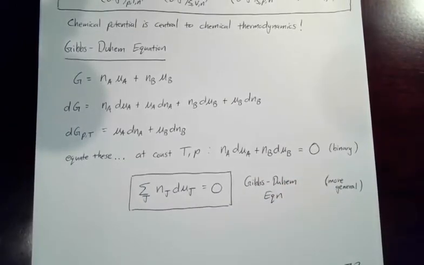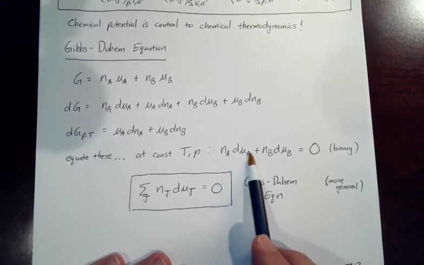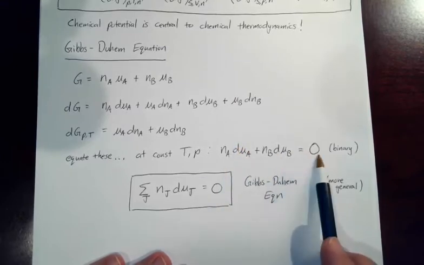Okay, so this equation tells us something important. It tells us that we can't change the chemical potential of one component without changing the chemical potential of another component. So going back to the binary case, you can see if the chemical potential of A goes down, then the chemical potential of B must go up in order to maintain this sum equaling 0.